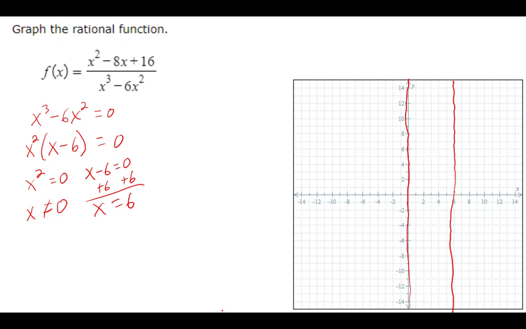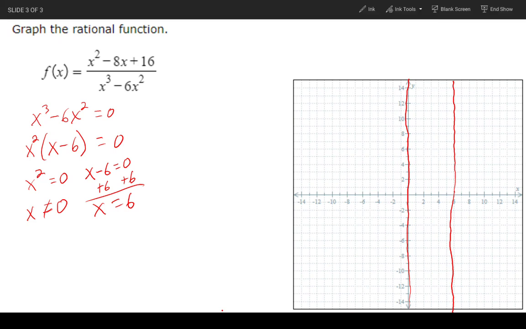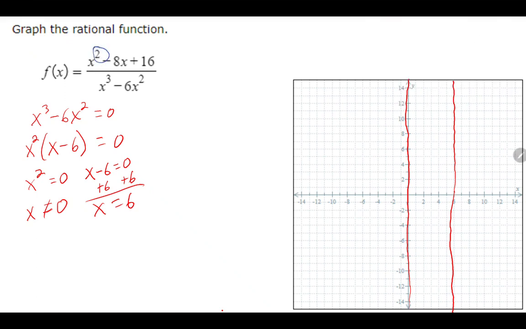What else do I know? I know I can't cross those. I know that this degree, let's do that in a different color. This degree here, 2 is less than 3. I do know that. So 2 is less than 3, so my horizontal asymptote must be equal to 0. All right, so I have that line. Great. So I've now put all my asymptotes.